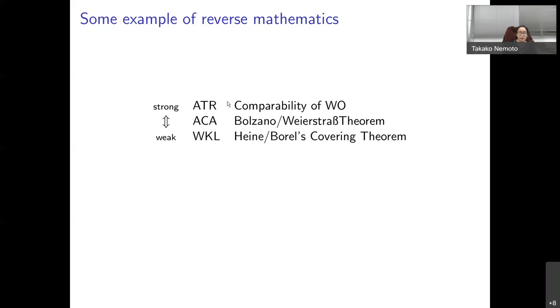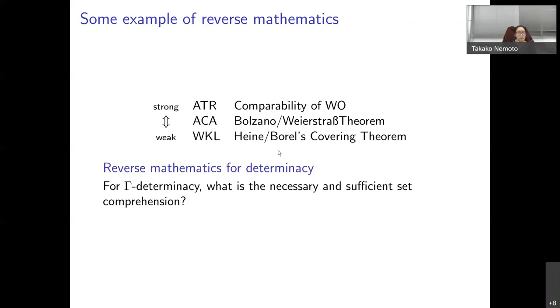But recently, for stronger systems, for example, Keita Yokoyama is working on some strong theorems from analysis, which are characterized by ATR node or pi 11 CA node. And an interesting thing is, except for combinatorial theorems, old theorems are usually characterized by weaker set comprehension axioms, and recent results are characterized by more complex set comprehension axioms. So it's something interesting. It's not always the case, but it has such a tendency.